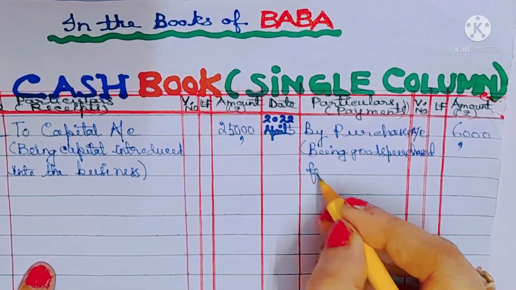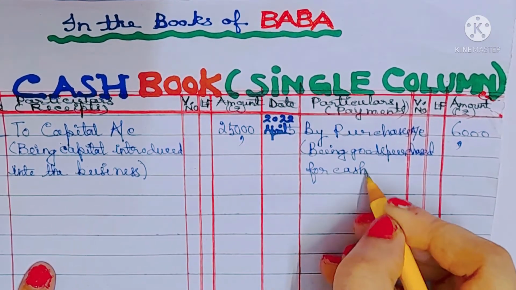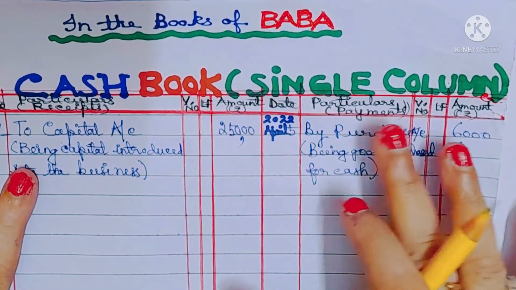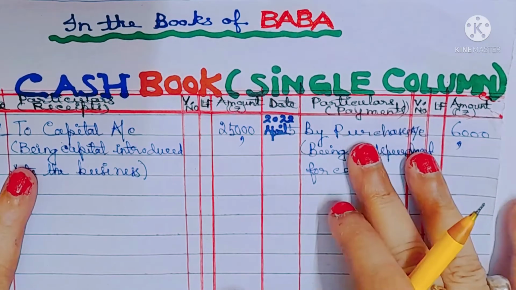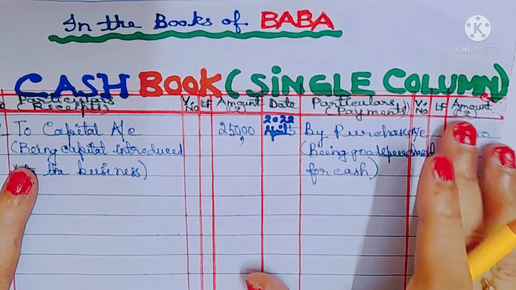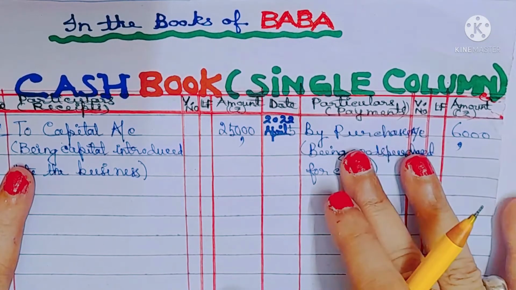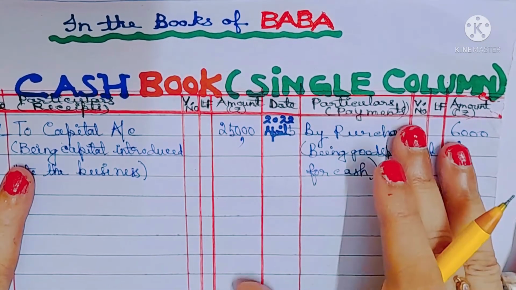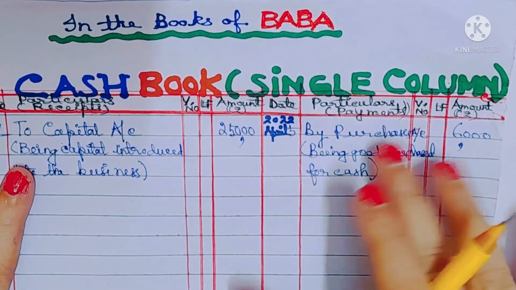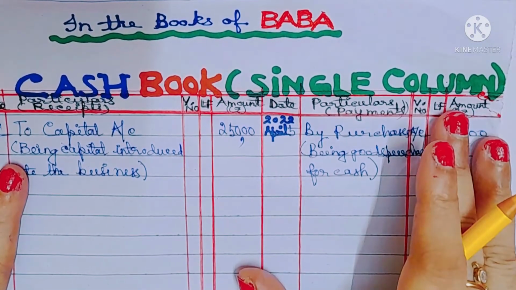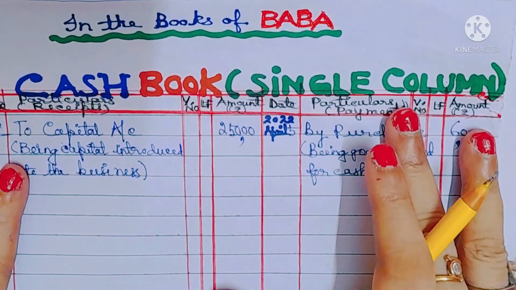for cash. Okay, and moreover cash book is a real account, so what goes out is credit. This is the book of Baba. So when Baba is purchasing goods, cash goes out from the business, so 6,000 will be credited. Understood? So let's see the next transaction.